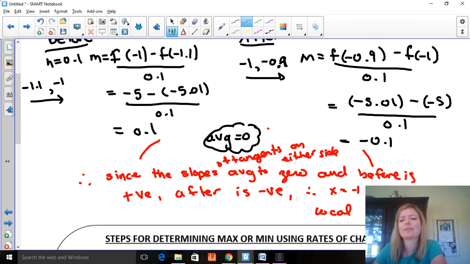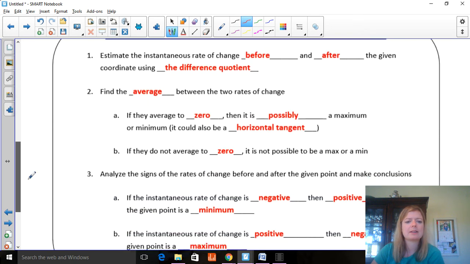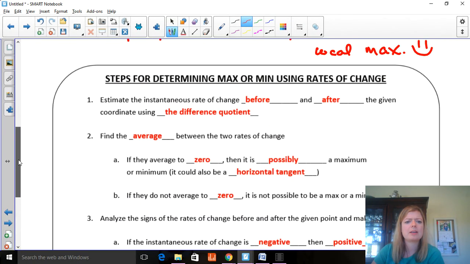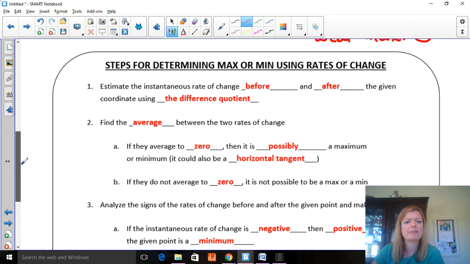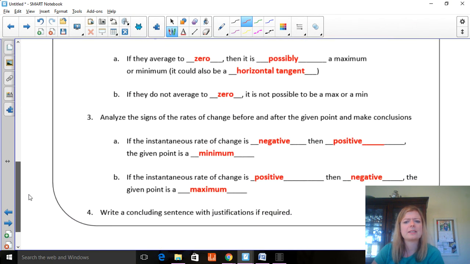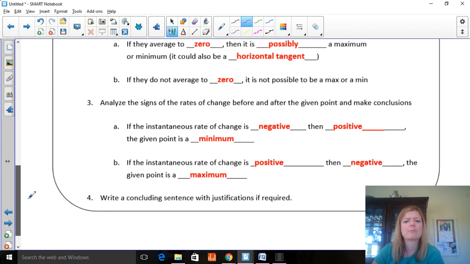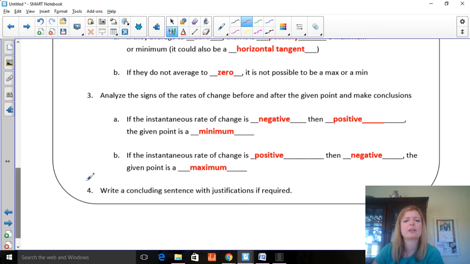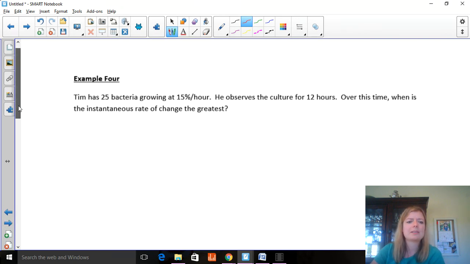All right, so there we go. I followed all these steps. So again, these are the steps here. Did I do them? Yeah, I did before and after. I found the average. I analyzed the rates of change before and after, that it went from positive to negative, and I wrote a concluding sentence. So I'm done.